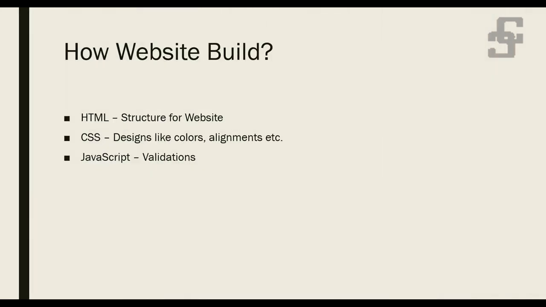Next is how a website is built. As I already told you, a website has basic building blocks like HTML, CSS, and JavaScript. HTML acts as the structure of a website, just like the skeleton of our body. CSS means putting on dresses, like colors, alignments, margins, and padding. These types of things can be given in CSS. In JavaScript, we can give actions or validations.